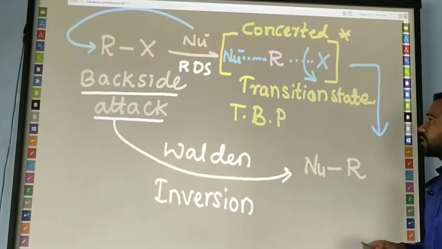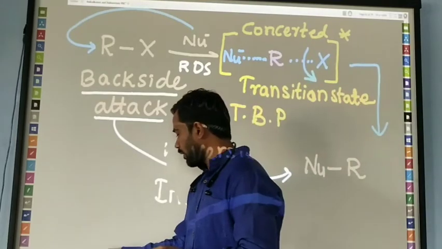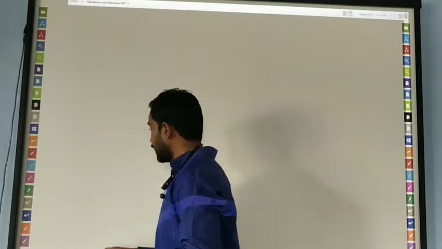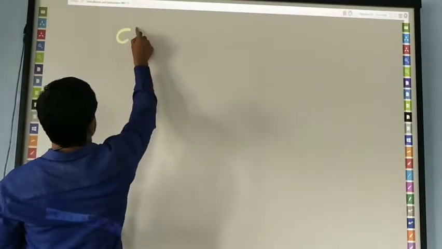Let's see the characteristics of the SN2 mechanism. Let me read the characteristics.